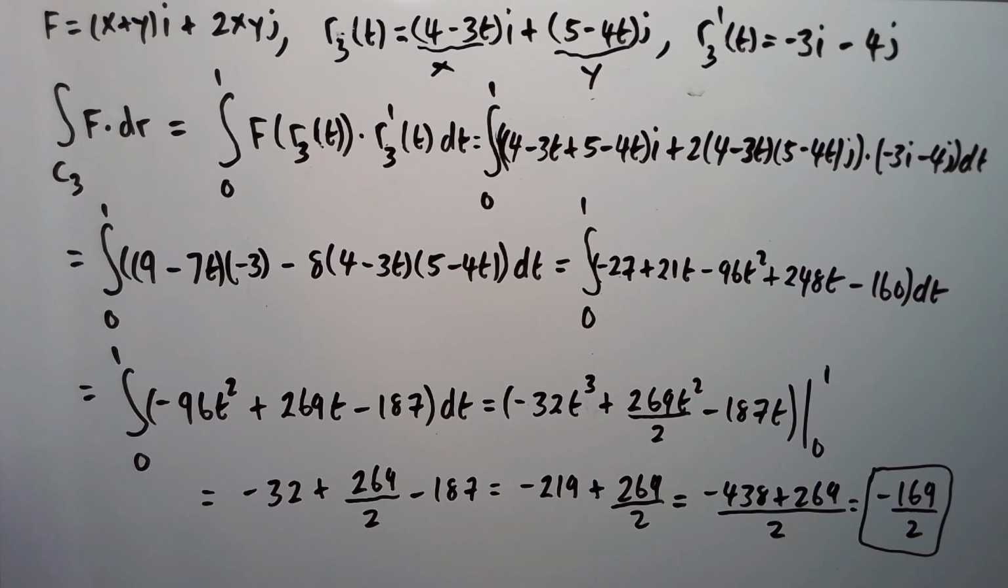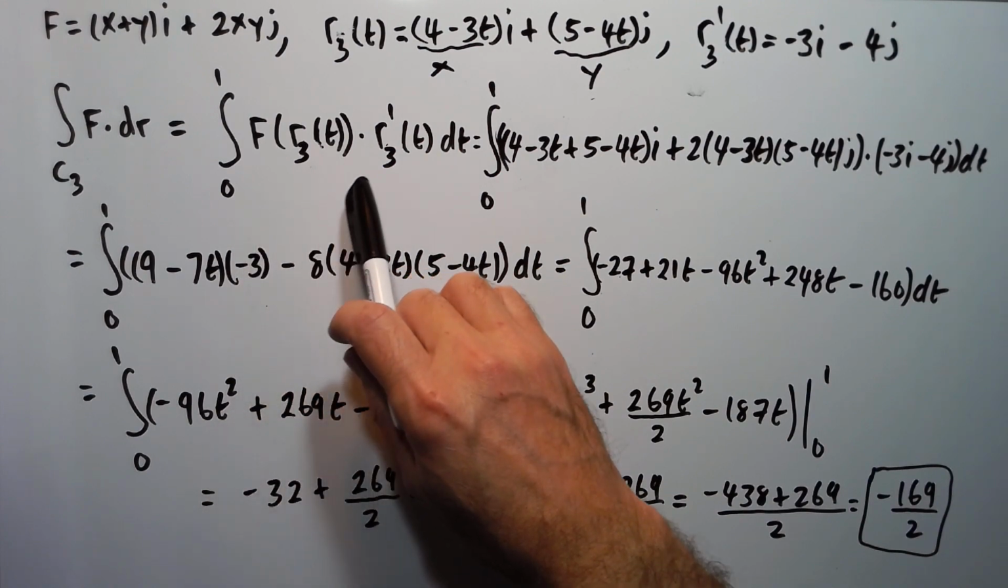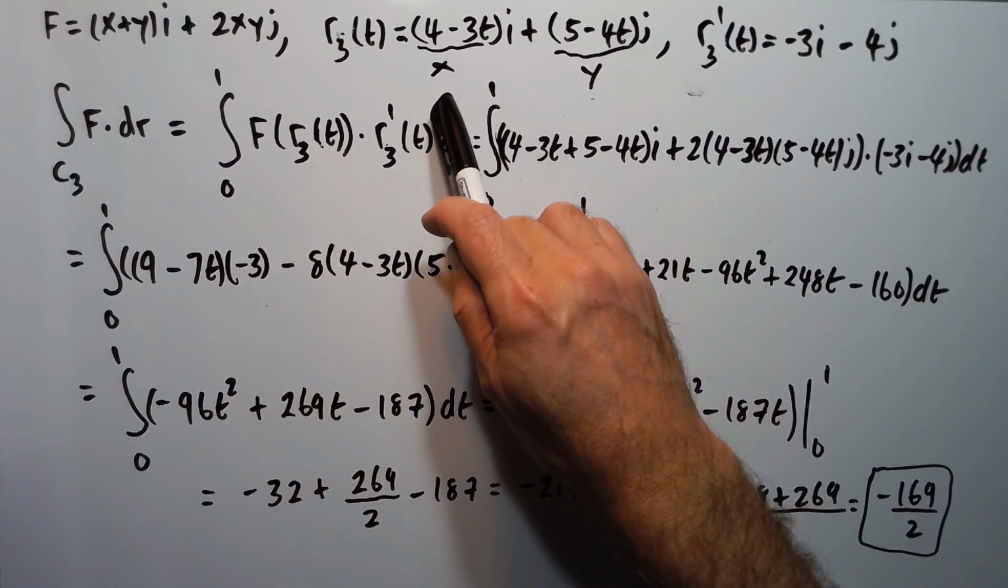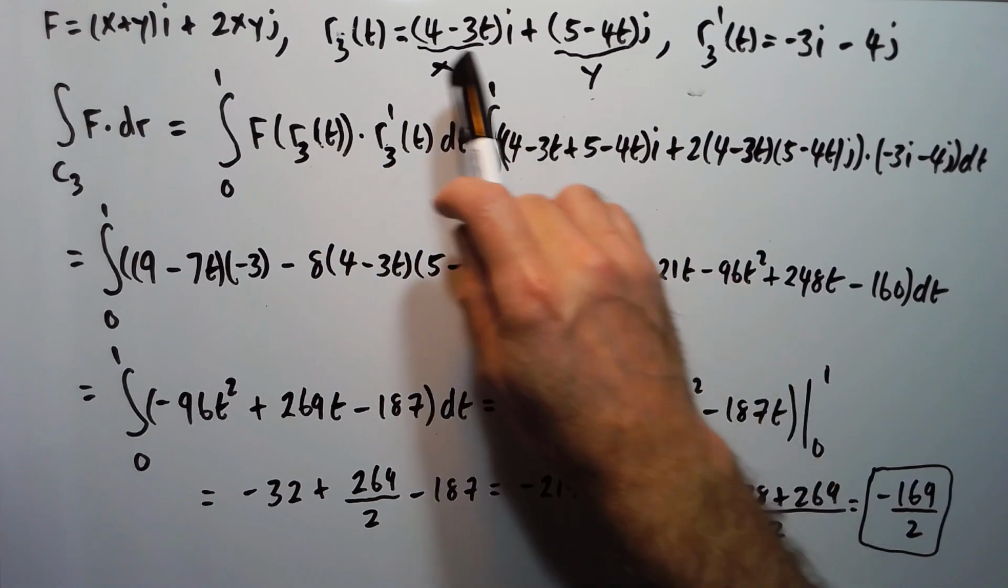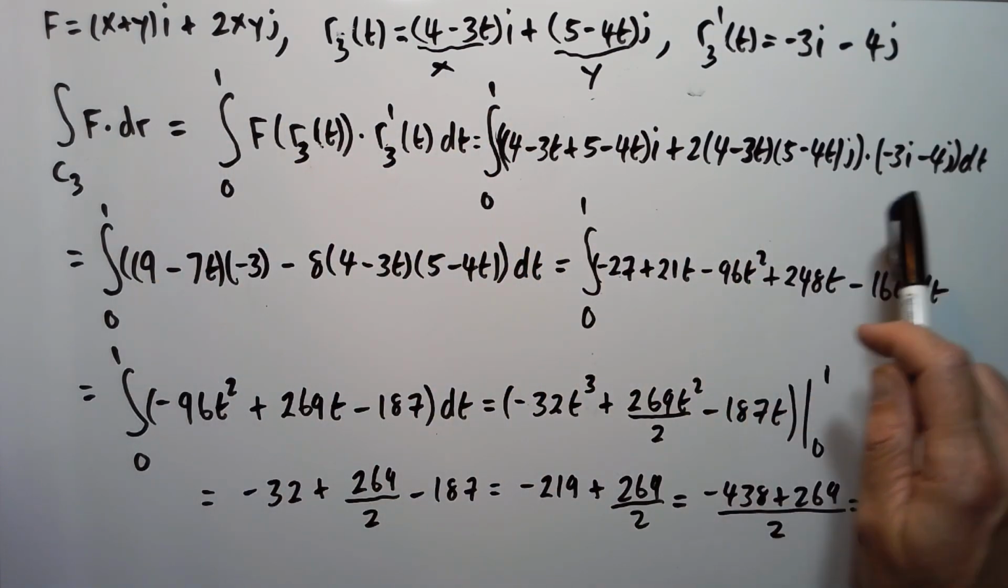Okay, now let's do the integral over C3. So here's my R3 and R3 prime. Here's our definition, and this is what I put in place of x in my f function over here, and what I place in place of y. So we get this. Then when you dot that, you get this.